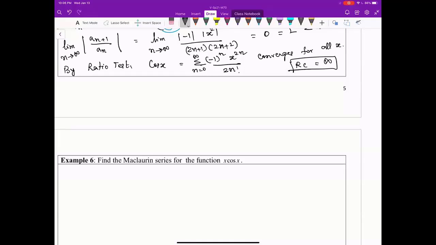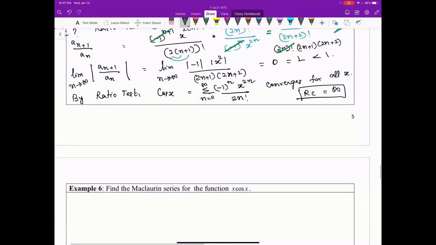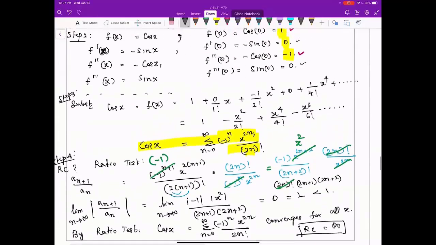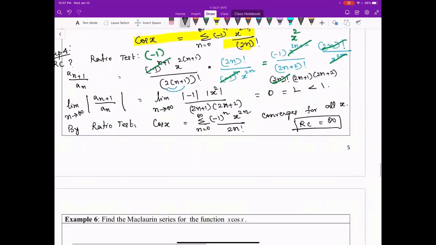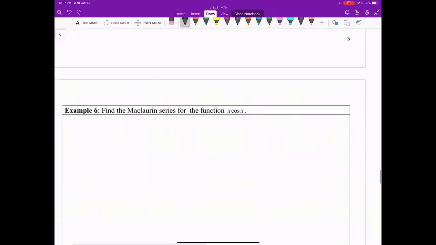Welcome back. We saw Taylor series representation for functions and Maclaurin series representation for some functions. And we saw some examples: how to write sin x as a power series, as a Maclaurin series, and how to write cosine x as a Maclaurin series, and how to find the radius of convergence for all of them. Now we'll try one more example.